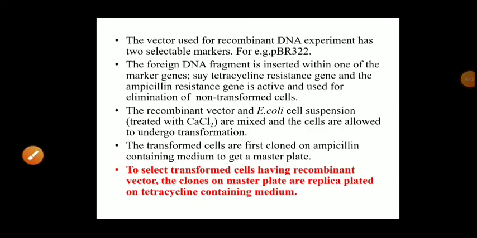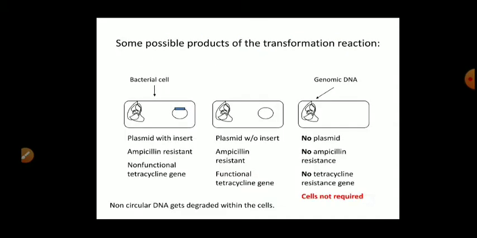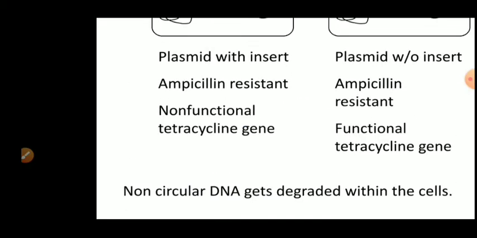Now dear students, let us today discuss identification of transformed cells. In the last lecture we discussed how transformation is brought about. Once you have successfully carried out the transformation procedure, three different types of cells are formed.